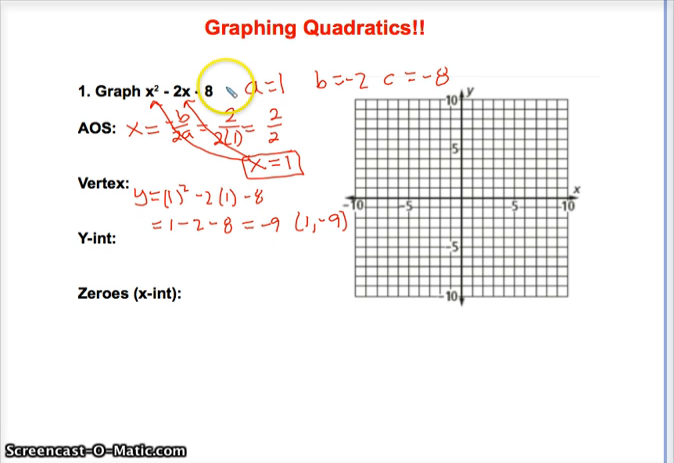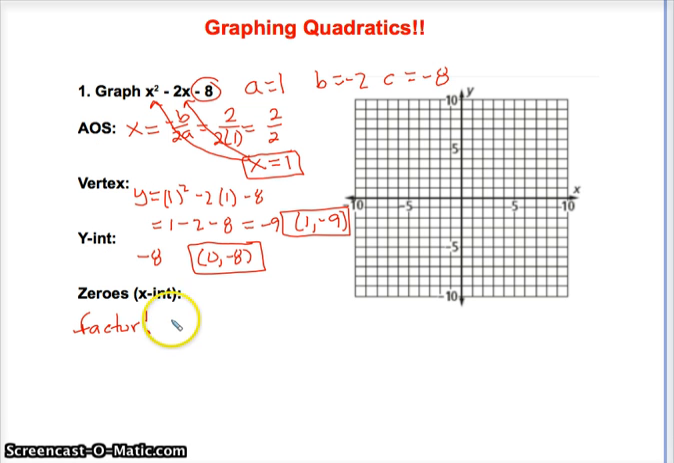The y-intercept here, remember, is my c value, negative 8. So, as an ordered pair, that's 0, negative 8. The last step here is to find my zeros, and to do that, I'll factor. Alright, I'm looking for factors of 8 that add to be 2. Notice I'm looking for factors of negative 8 adding to be negative 2.